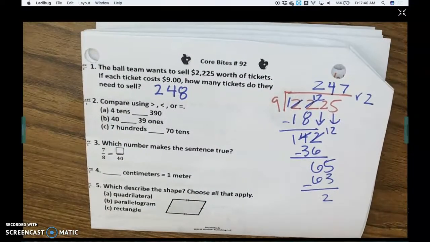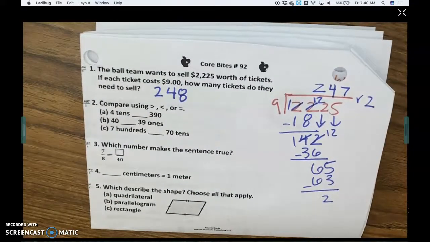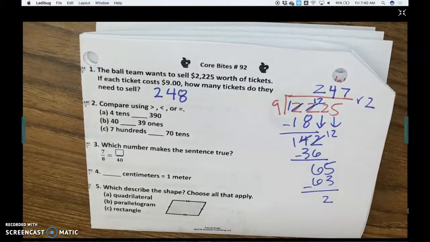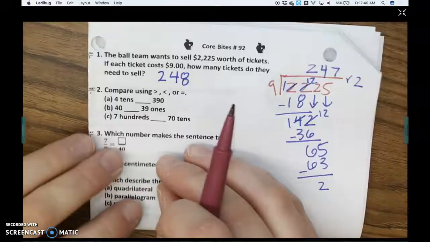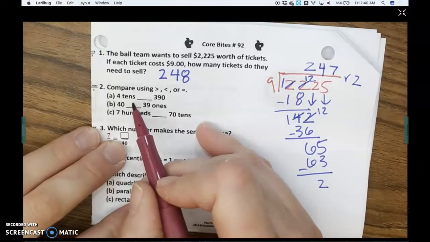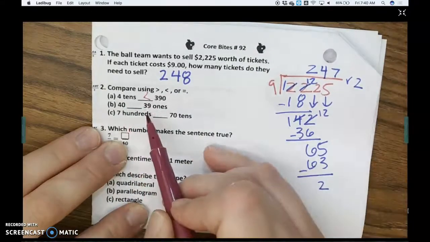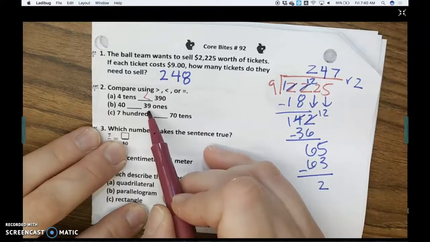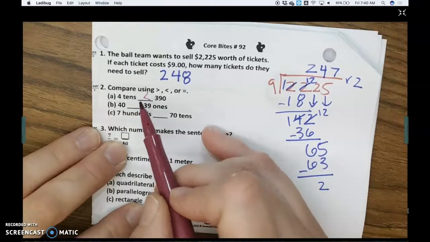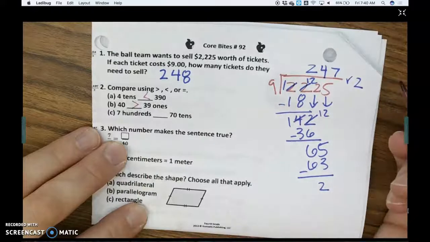Okay? For the next one, we are comparing. So we have greater than, less than, or equal to. So 4 tens would give us 40. That is less than 390. 40 compared to 39 ones. That's saying 40 compared to 39. So 40 is greater than 39 ones.